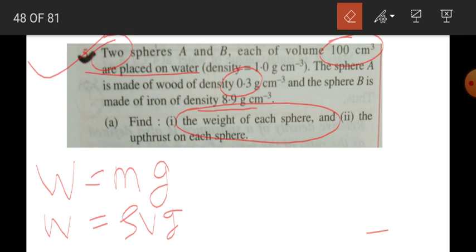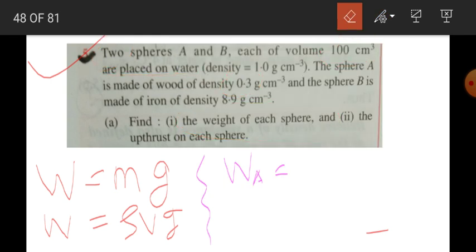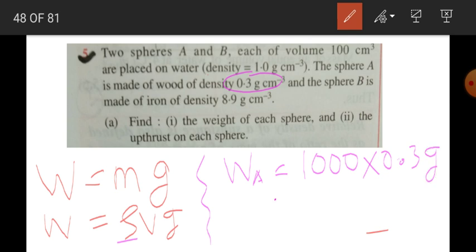So let me solve it here. Weight of the first sphere A. So उसका वॉल्यूम कितना है? दोनों का वॉल्यूम 1000 है, राइट? सो दोनों का वॉल्यूम कितना है? 1000 है. चलो ठीक है. ए का डेंसिटी कितना है? क्योंकि डेंसिटी से मल्टीप्लाई करना है ना, तो ए का डेंसिटी कितना है? 0.3, 3 into g. So this will be 300 gram force. 300 gram force for the sphere A.